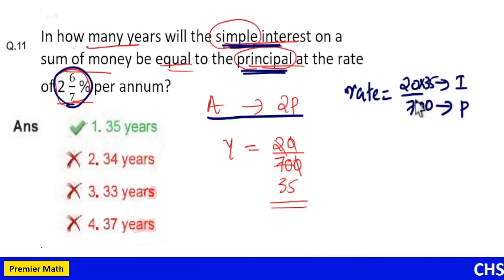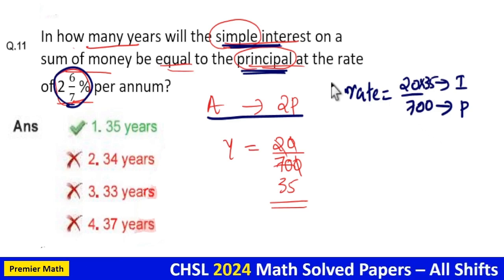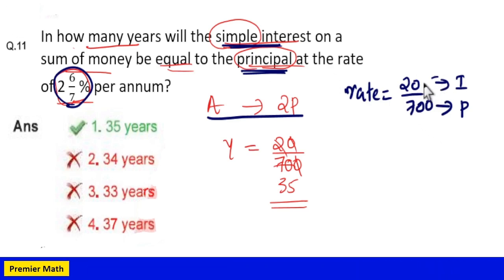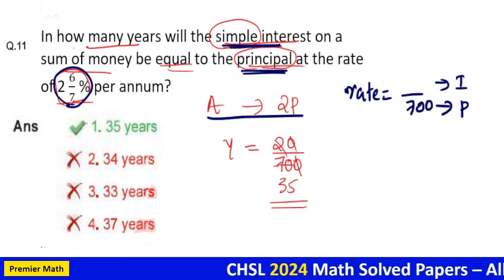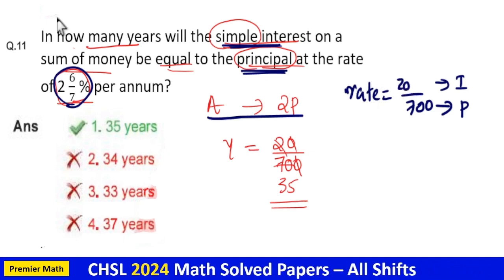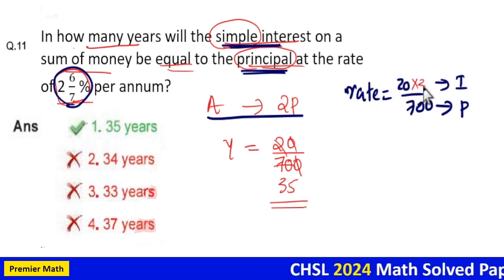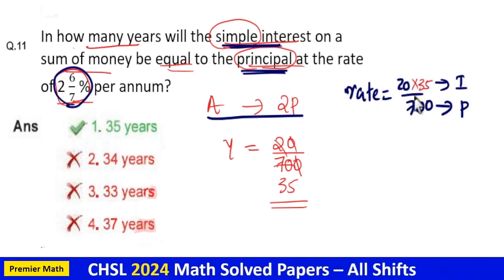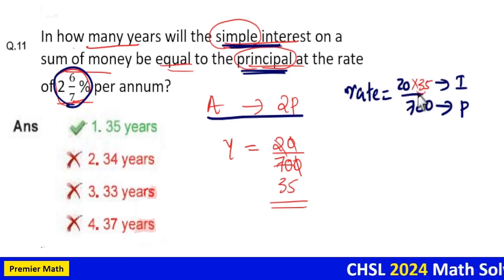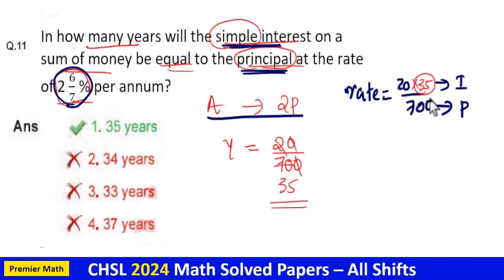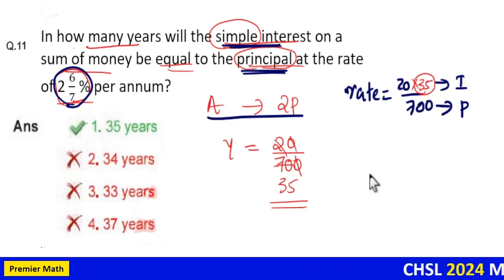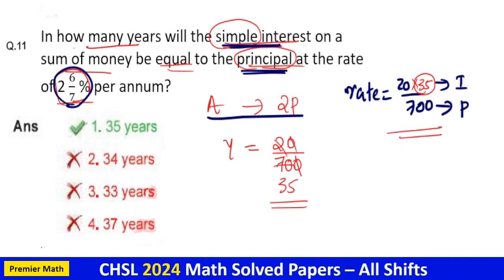20 into 35 is 700. Now you can see numerator equal and denominator equal. That is, when you multiply 20 with 35, numerator equals denominator, which means 35 years. So in this way you can also calculate just by using the rate.